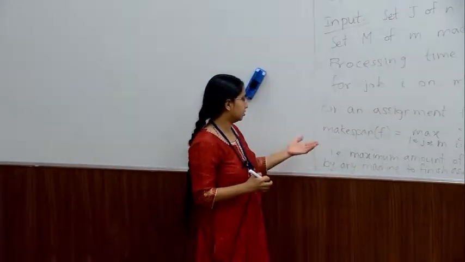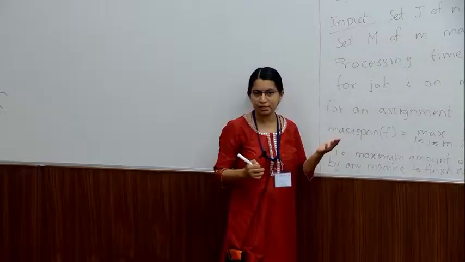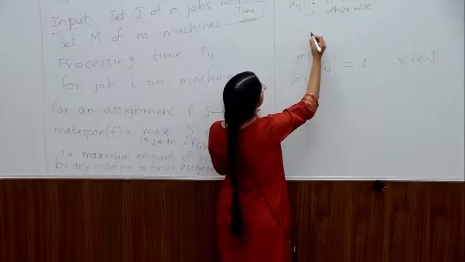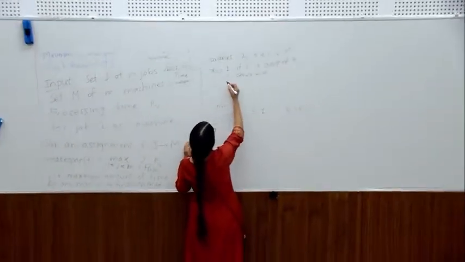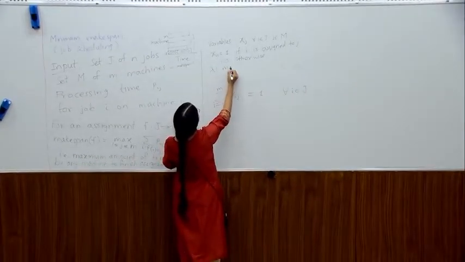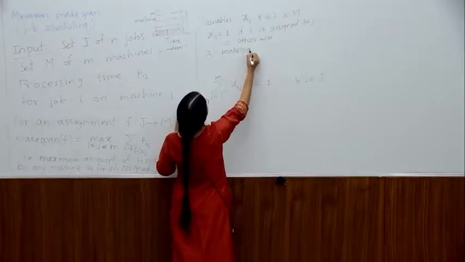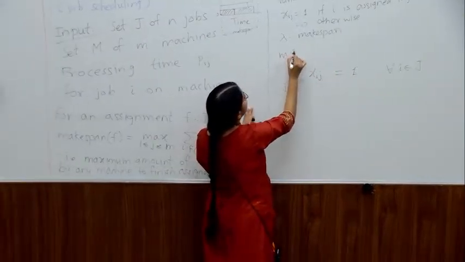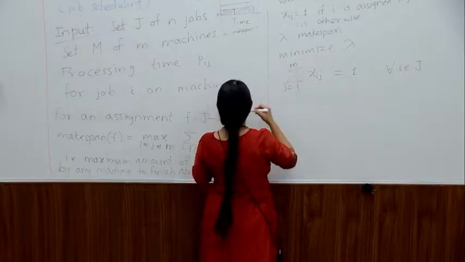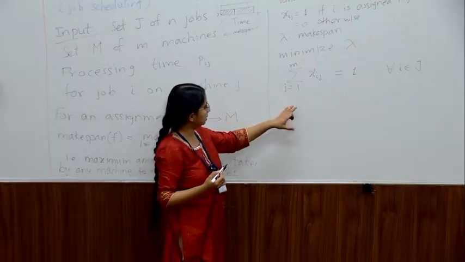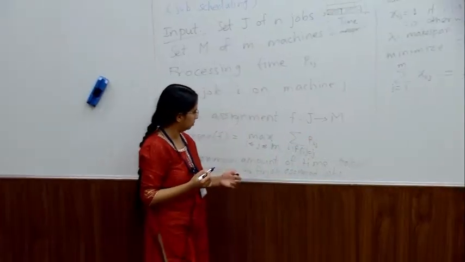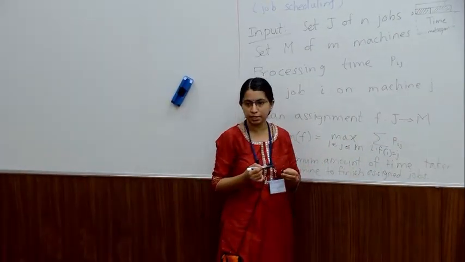The objective function intuitively should be the makespan, and we will just have a variable for makespan. So apart from these xij variables, we will have variable lambda denoting the makespan value. So we want to minimize this lambda, such that this happens. Now we can write the second constraint which corresponds to the makespan constraint.